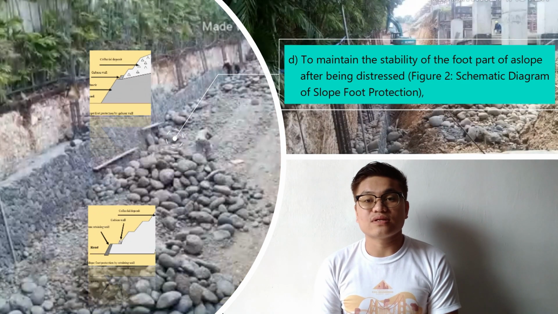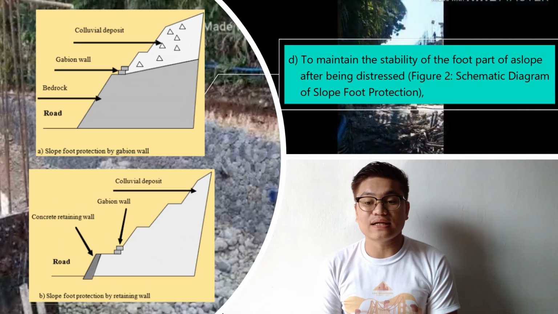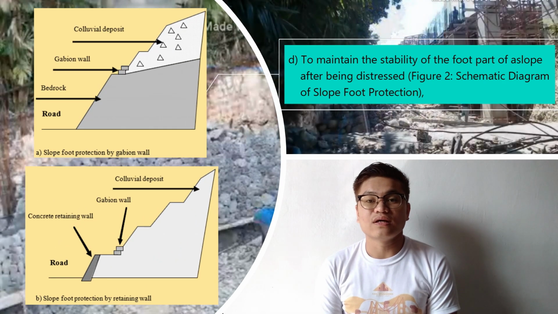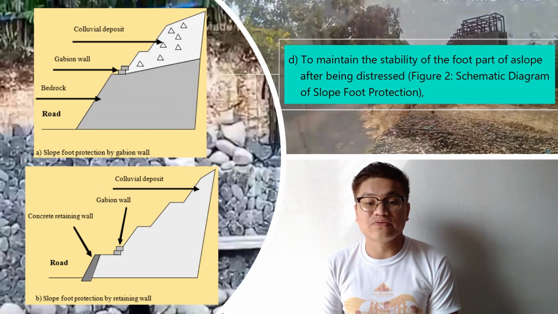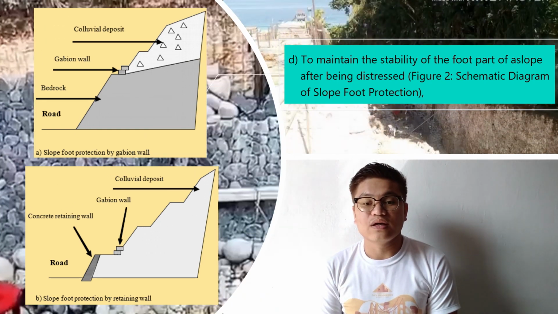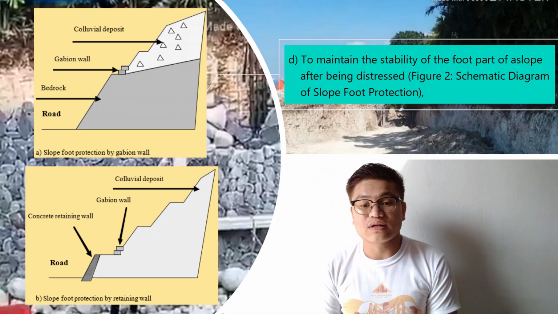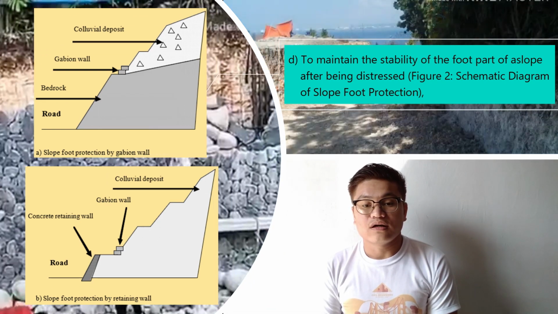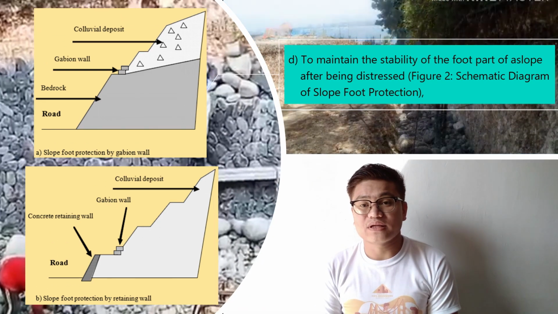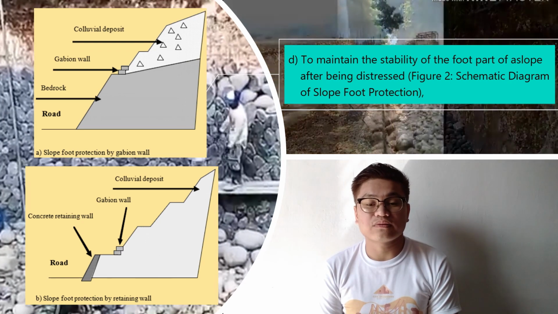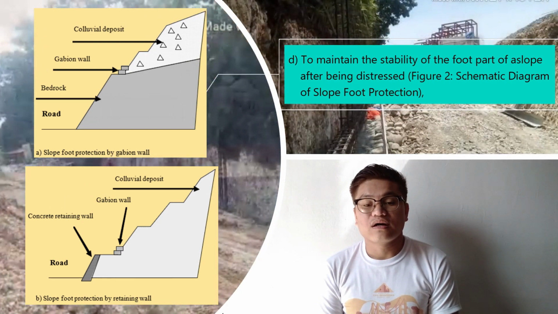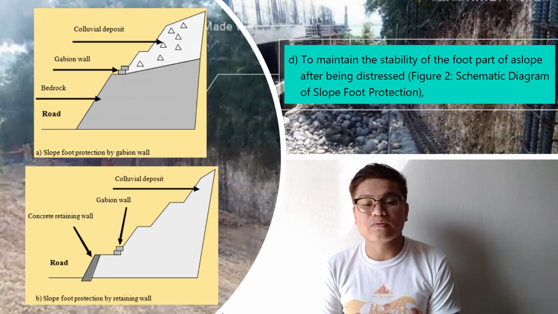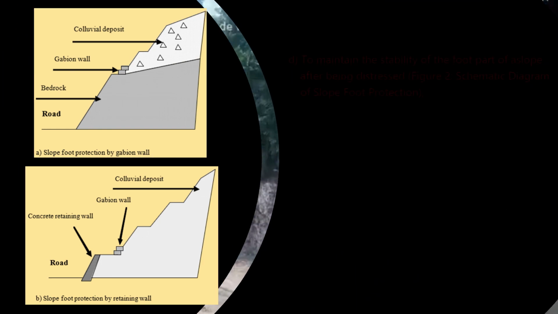So, look at the screen. Figure 2, the schematic diagram of slope foot protection. Notice the types. For letter A, slope foot protection by gabion wall. That is a structure called a gabion wall, which is placed on bedrock. For letter B, slope foot protection by retaining wall, which is a concrete structure.